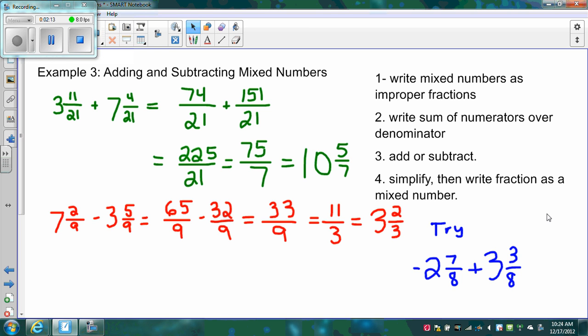So press pause and try this one on your own. And you have negative 2 7/8 plus 3 3/8. Don't forget the negative sign. Assign it to the numerator when you complete this problem, not the denominator.